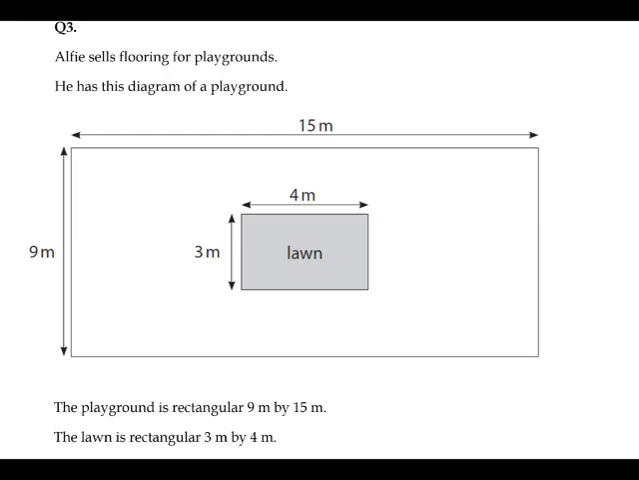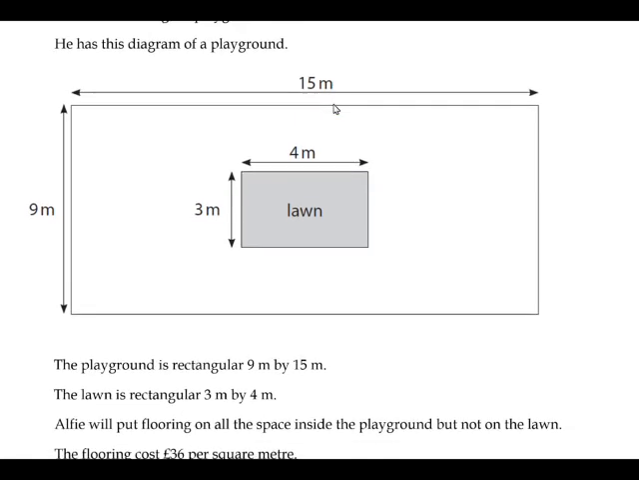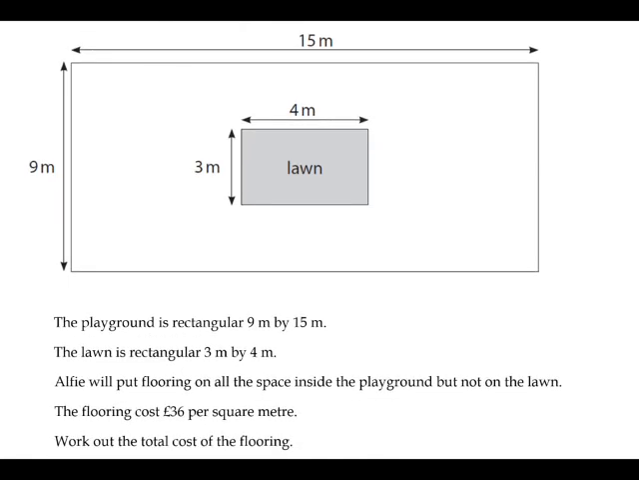Question 3. Alfie sells flooring for playgrounds. He has this diagram of the playground. The playground is rectangular, 9 meters by 15. The lawn is 3 meters by 4 meters. Alfie will put flooring on all of the space inside the playground, but not the lawn. The flooring costs £30 per square metre. Work out the total cost of the flooring.